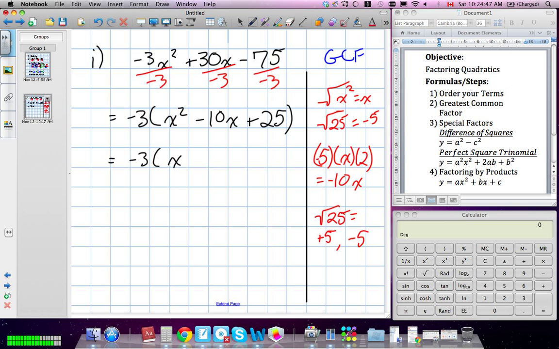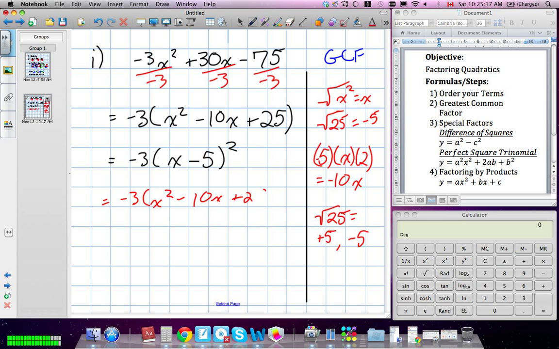I'm going to quickly show you that I could have factored by products and got the exact same thing. I'll talk through it really quickly down here, so we'll do it in red. We were still at this step here: x squared minus 10x plus 25. You notice there's a perfect square trinomial. Factors of 1x squared are 1x and 1x. Factors of 25 are 1 and 25 and 5 and 5.